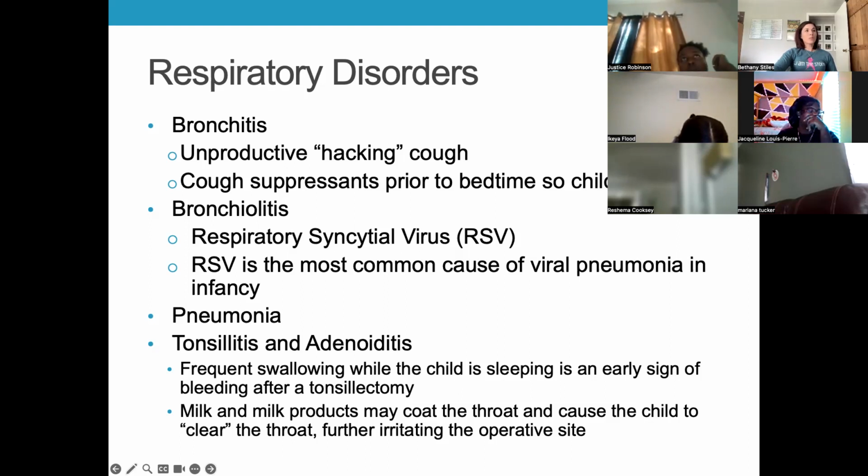We also want to make sure that we're not using any milk or milk products afterwards, because it can cause the child to want to clear their throat as the milk kind of sticks to the throat and lines those mucous membranes. So that could irritate the operative site even more. So avoiding milk, yogurt, cheese, all of those things.